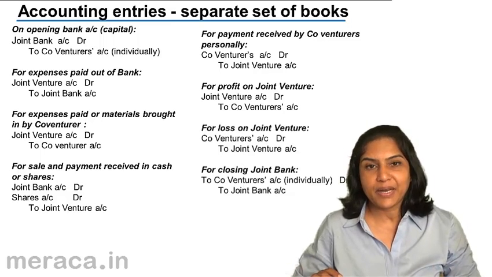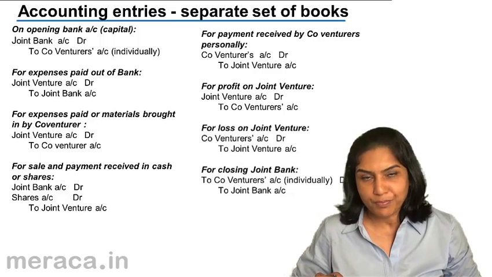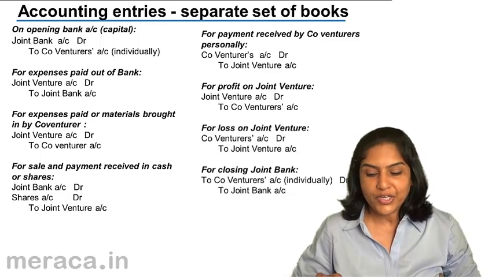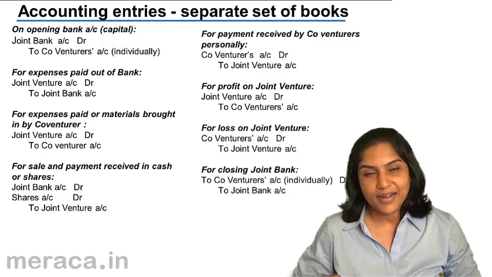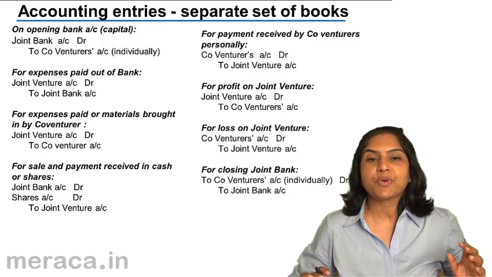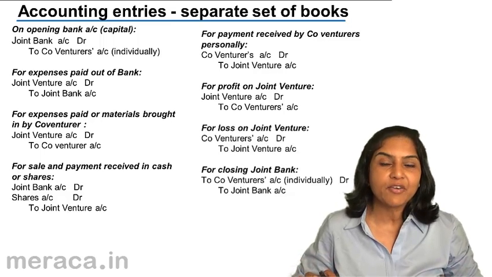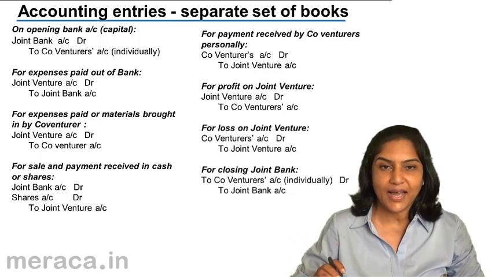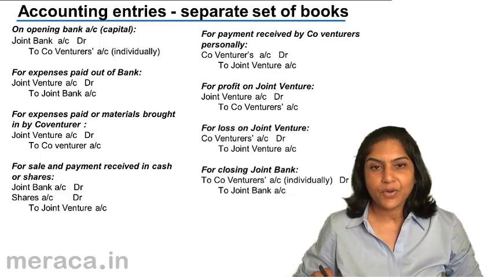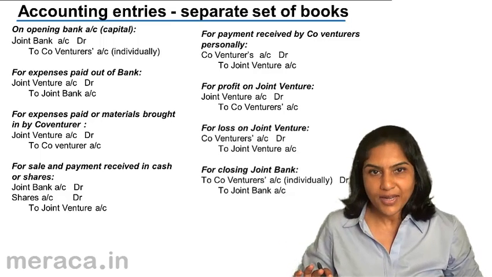And who brings in the money? The co-venturers bring in the money. Therefore, co-venturers' accounts are credited. Suppose Akash brings in 1 lakh and Vikash brings in 2 lakhs. What would be the entry? The entry would be joint bank account debit 3 lakh, to Akash 1 lakh, to Vikash 2 lakh.